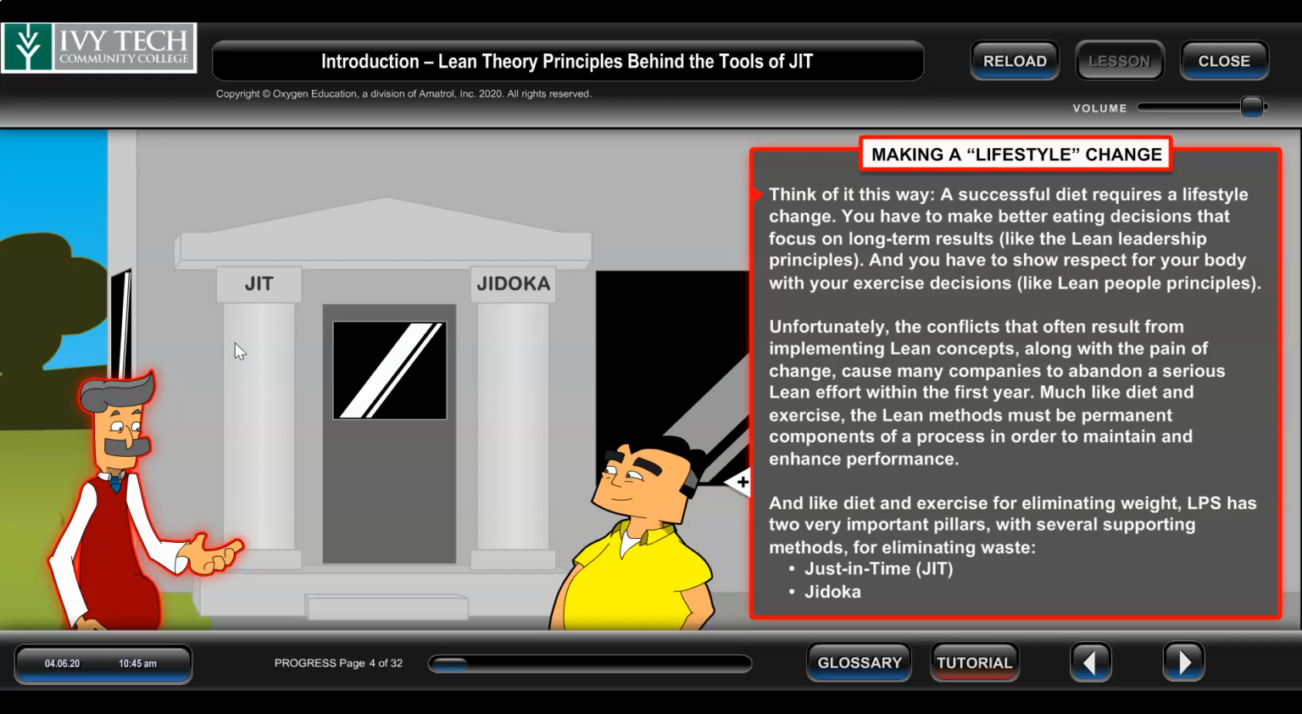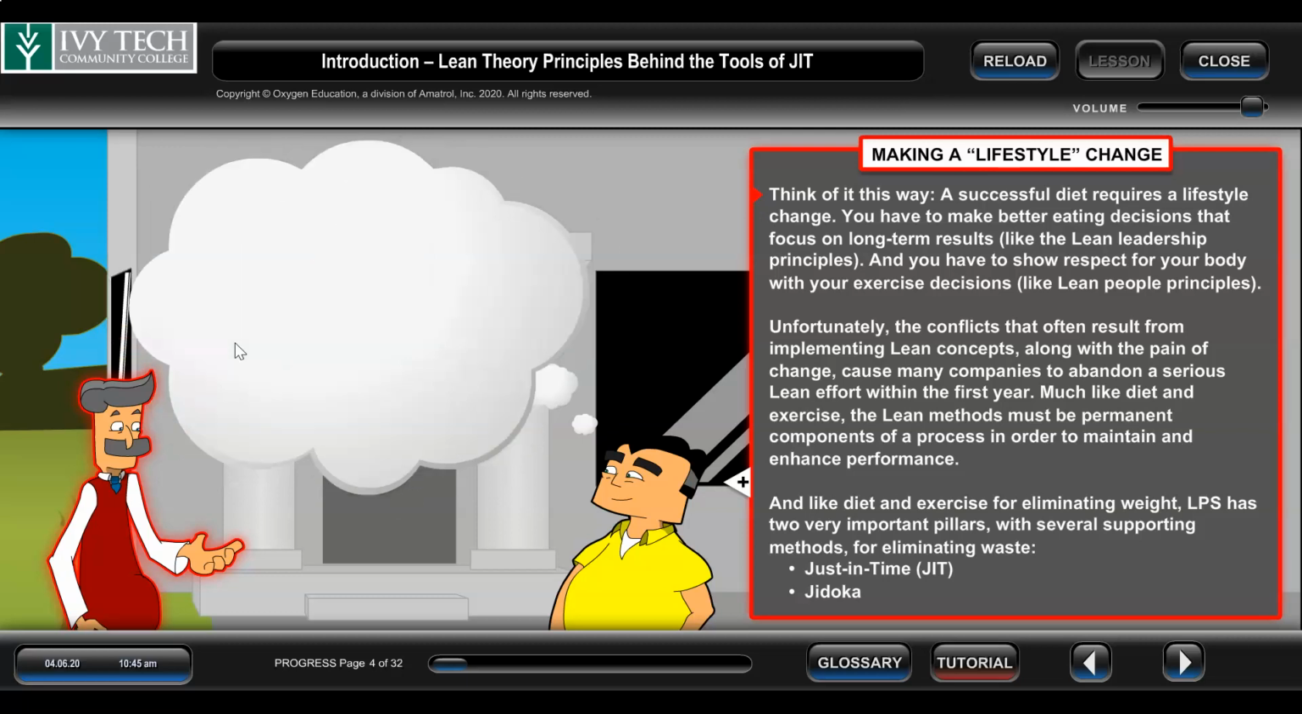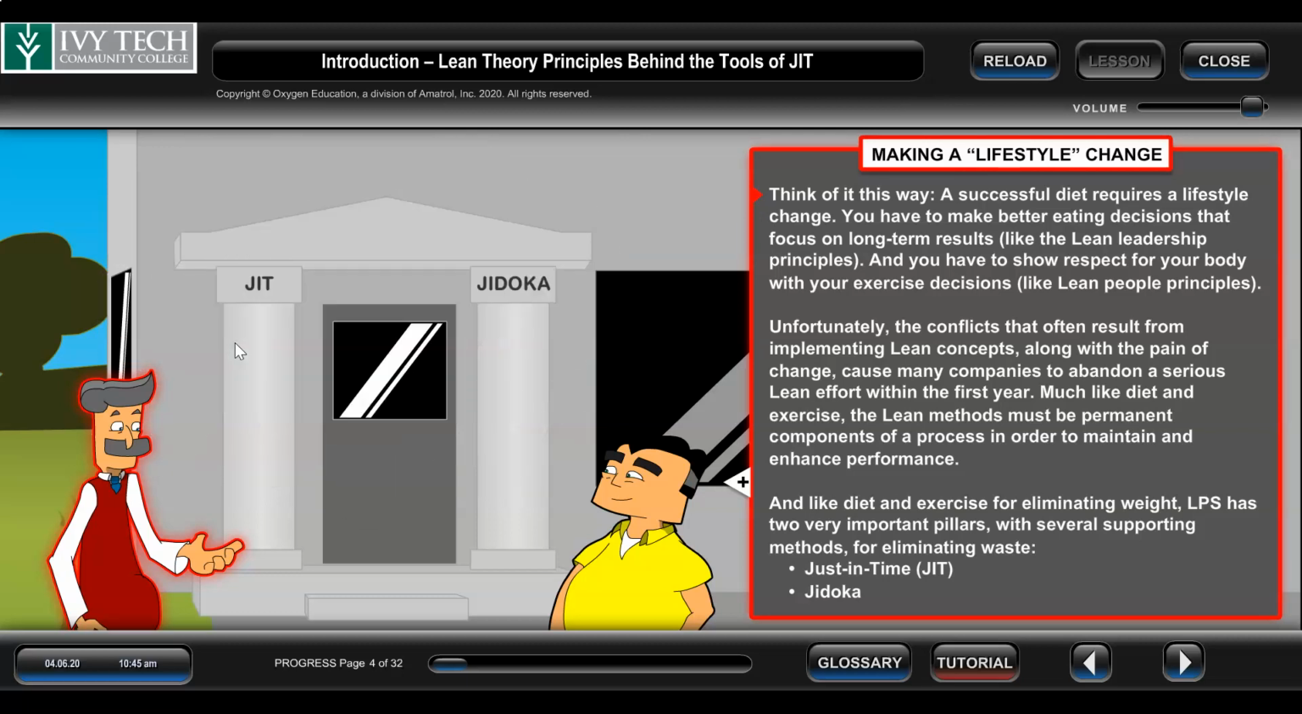Much like diet and exercise, the Lean methods must be permanent components of a process in order to maintain and enhance performance. And like diet and exercise for eliminating weight, LPS has 2 very important pillars, with several supporting methods for eliminating waste: just-in-time and JIT.